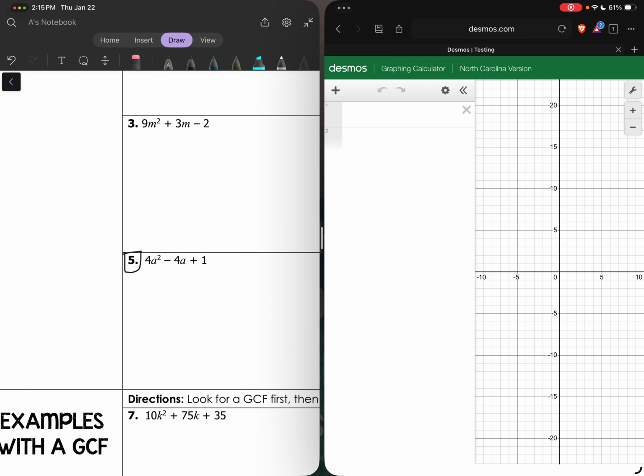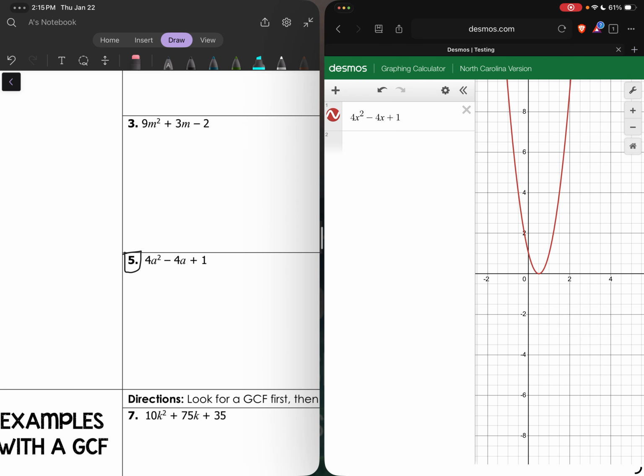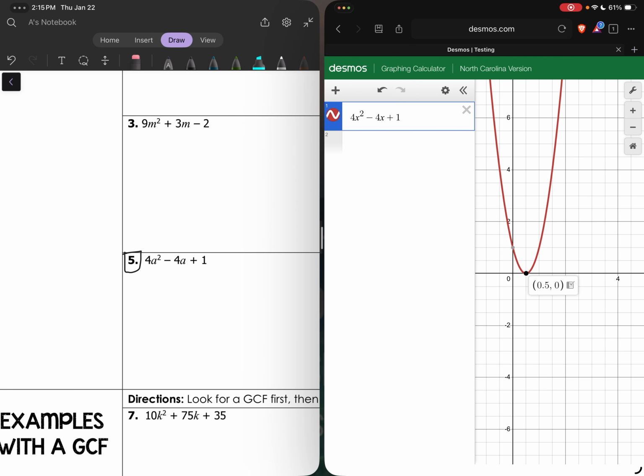Let's go to number 5. First, it's good to check for a GCF. Type in GCF, put in all the numbers. There's not a GCF. Now I'm going to type in my expression. Instead of a, I'm going to put x, so 4x squared minus 4x plus 1. Now this gives me 0.5. I need to make that into a fraction.